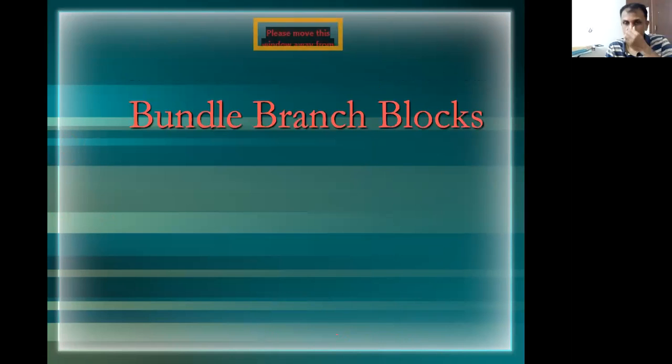Okay, just a few slides about the bundle branch blocks. We discussed the heart blocks. That's different from the bundle branch blocks. Heart blocks are three types: type 1, type 2, and type 3. In type 2, we have two types: Mobitz type 1 and Mobitz type 2. And the bundle branch blocks are two types: right bundle branch block and left bundle branch block.